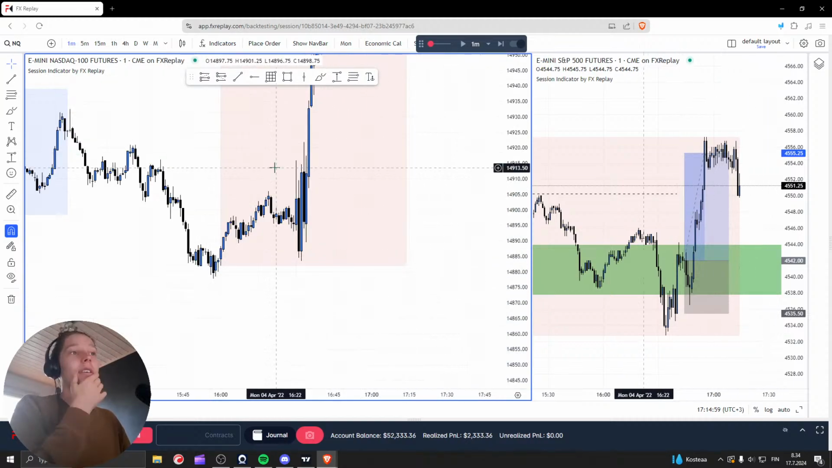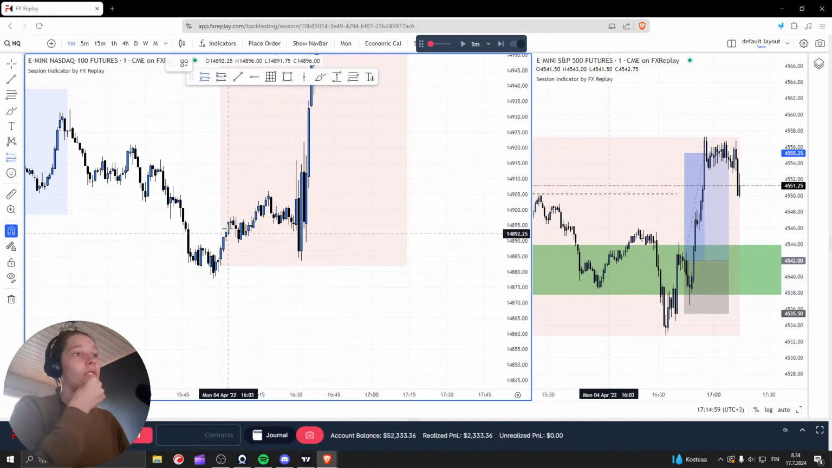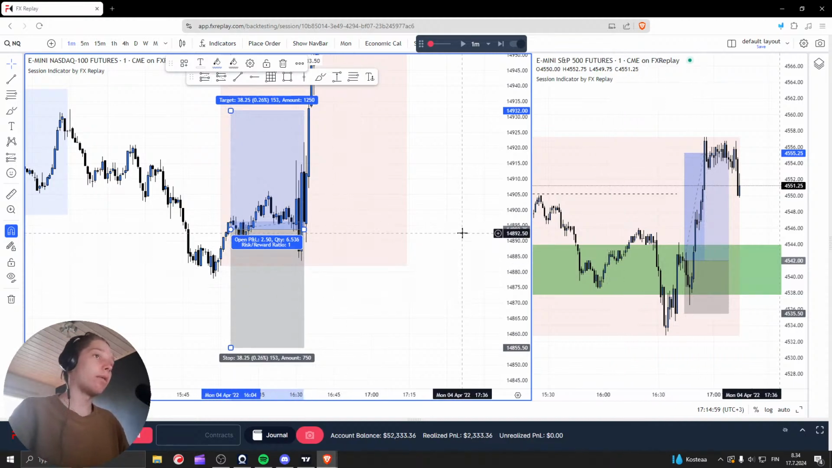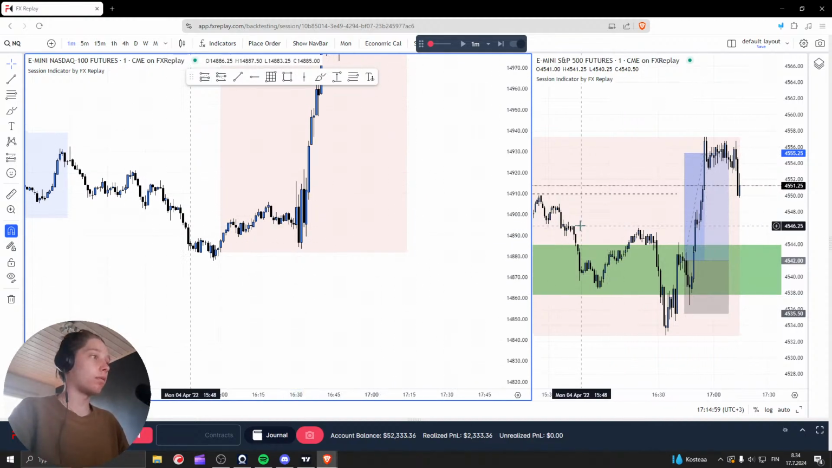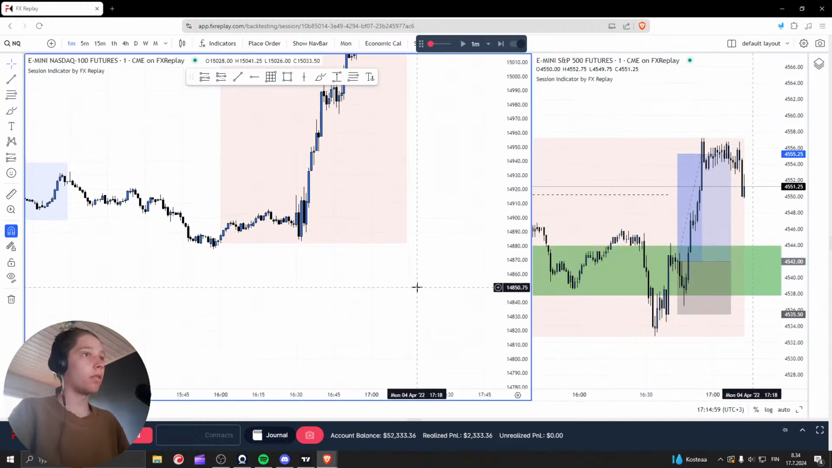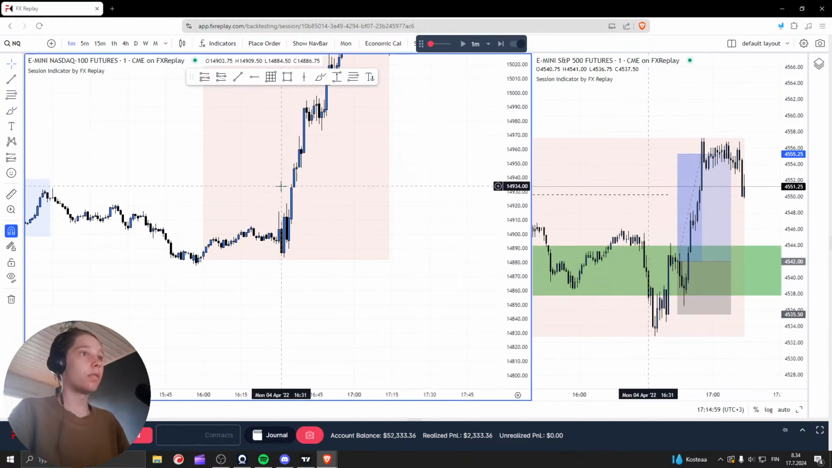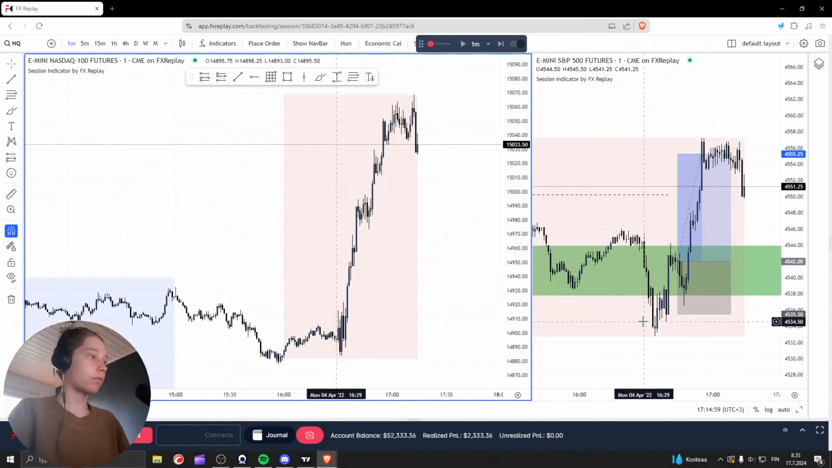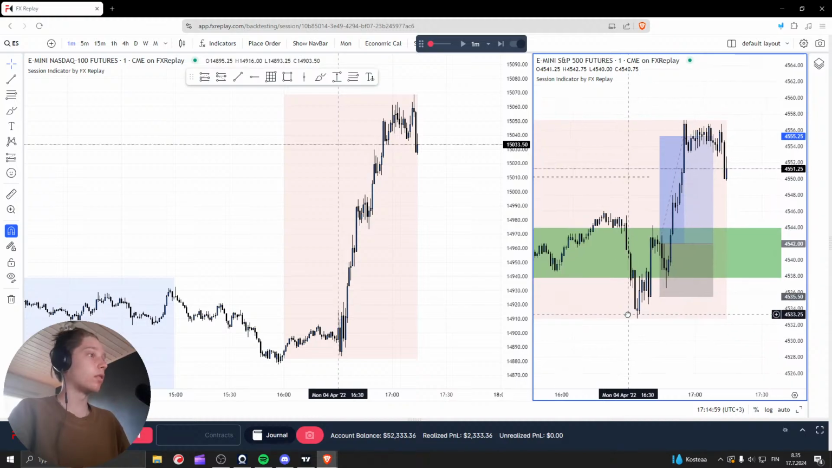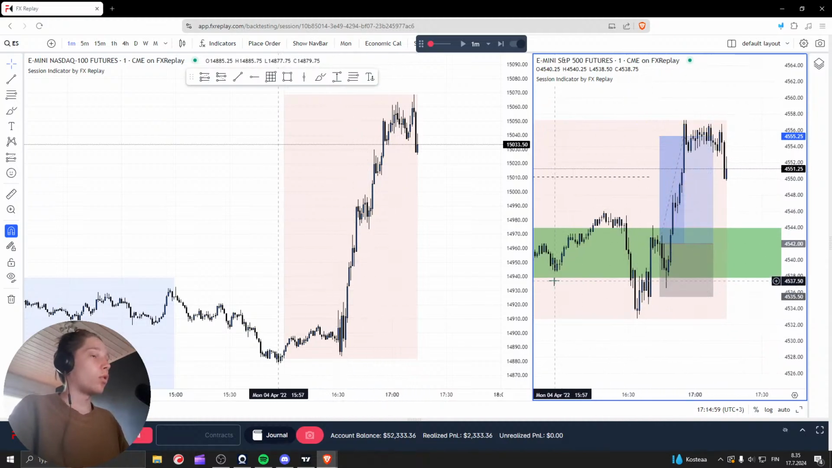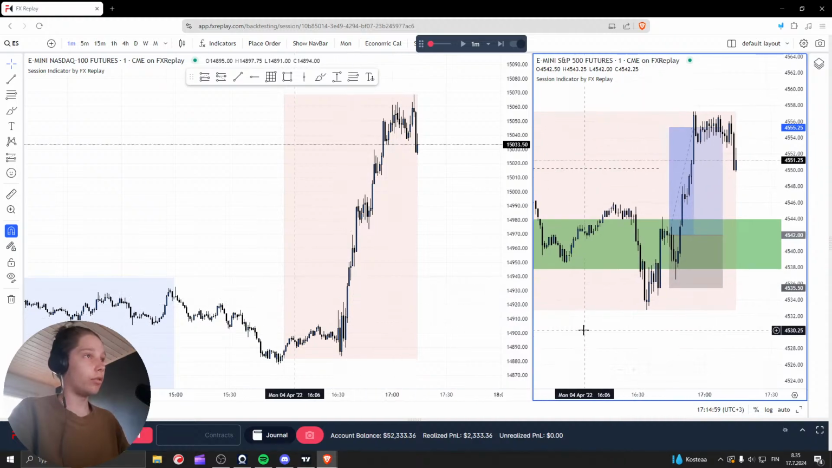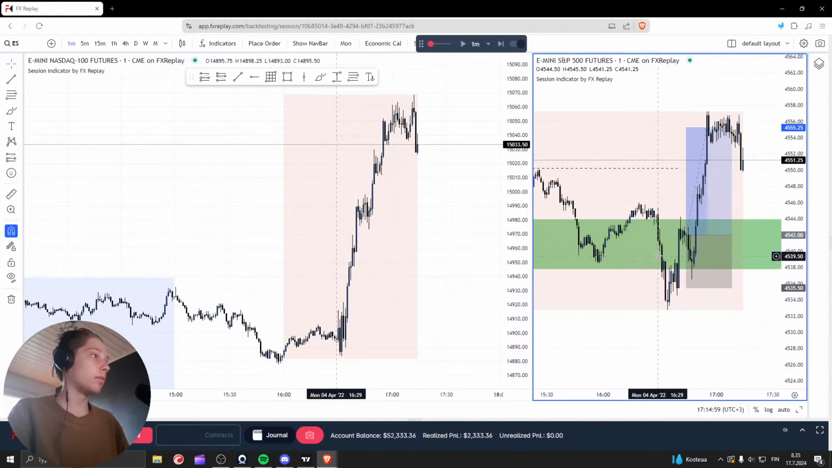Now you kind of have to test out whether the SMT is totally needed, because even here we didn't really have one and we ran. But if you didn't have one, you can see what ended up happening. NQ ended up running to the external draw. ES ended up dropping. And what does that mean? When ES drops and NQ runs, there is huge SMT.